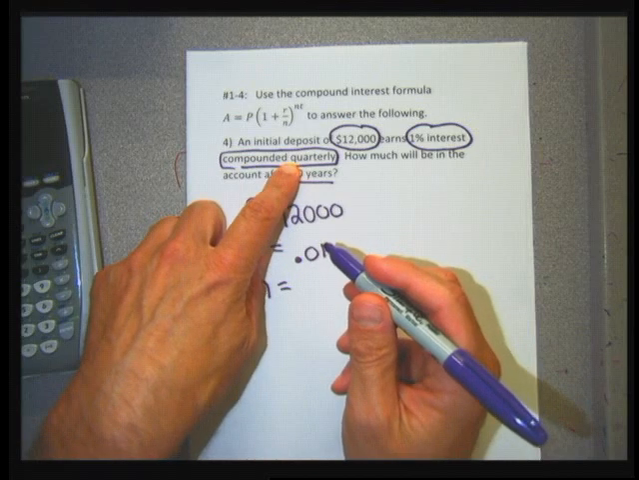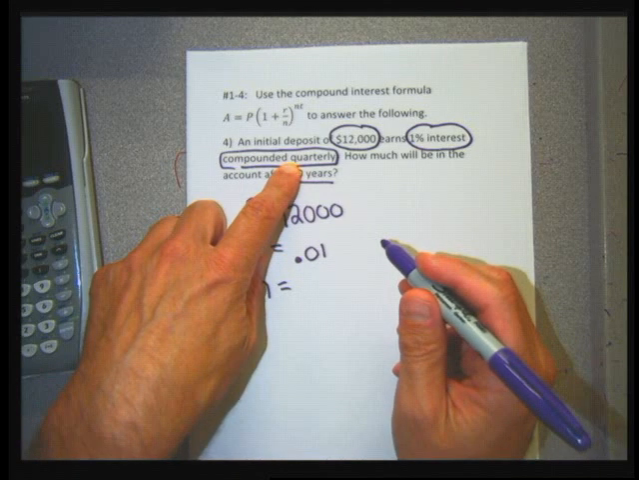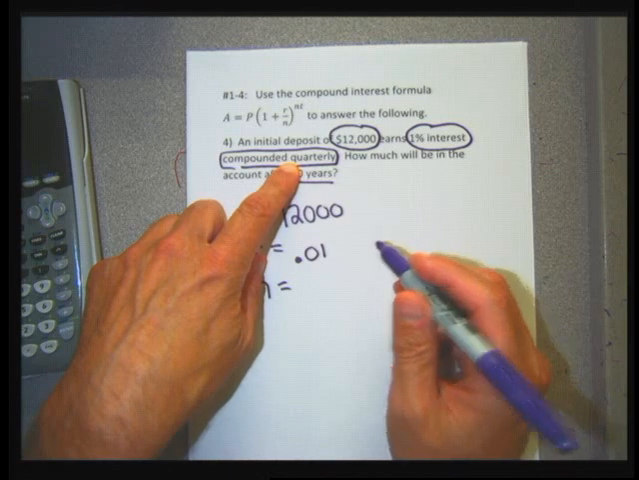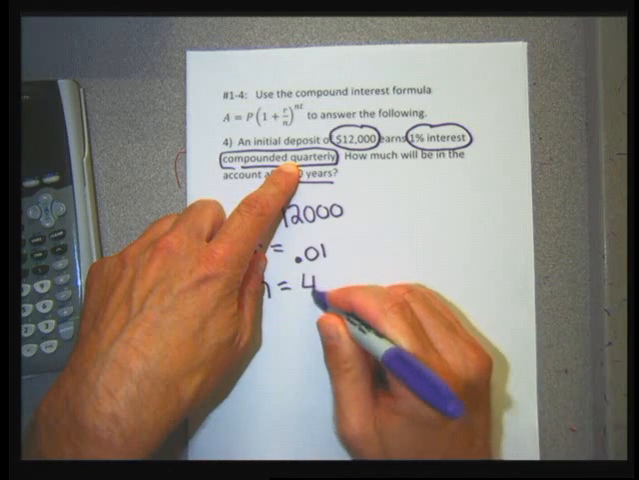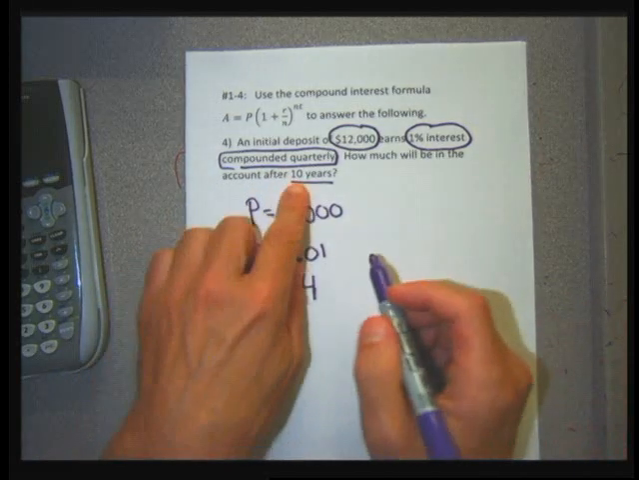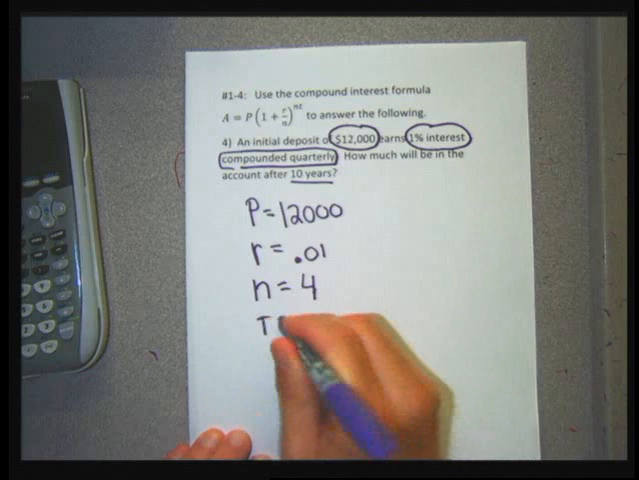January, February, March is the first quarter. April, May, June is the second quarter. July, August, September is the third quarter. October, November, December is the fourth quarter. I'm going to put 4 because there's 4 quarters in a year, just like there's 4 quarters in a dollar. And then again, T is going to stand for 10, the number of years.